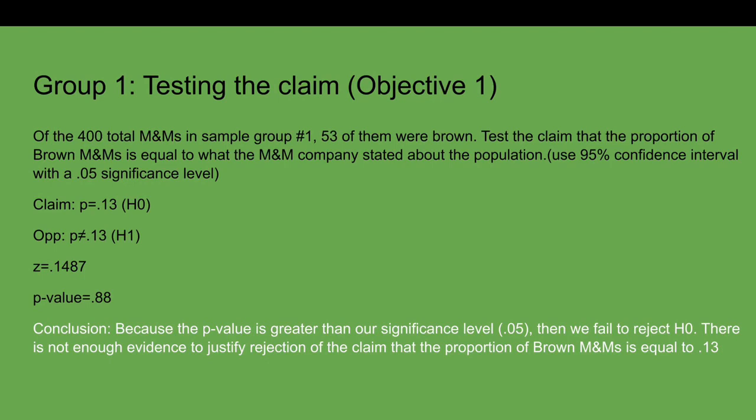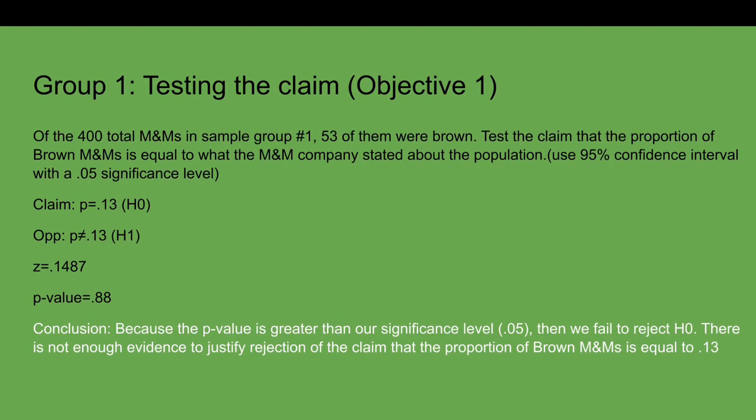So of the first 400 total M&Ms in sample group 1, 53 of them were brown. Test the claim that the proportion of brown M&Ms is equal to what the M&M company stated about the population. Use a 95% confidence level with a 0.05 significance level.